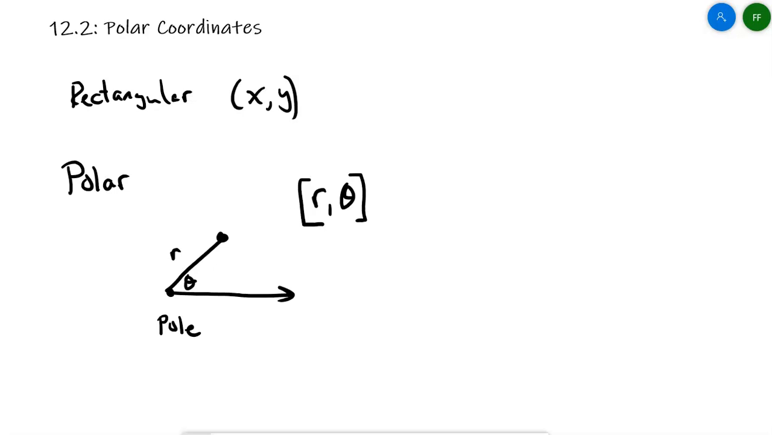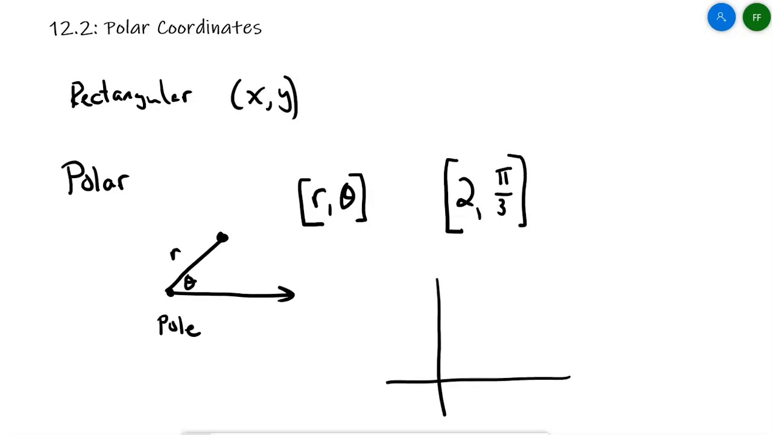So for example, and there's a whole PowerPoint that I put together that goes with this too. If I wanted to look at the point 2 comma pi over 3, all right, then I would look at my axis, and I would first mark off roughly pi over 3, and then I would go across with a radius of 2. So maybe this is 1 unit away, this is 2 units away. So my point would be right here, and that would be the point 2 comma pi over 3.